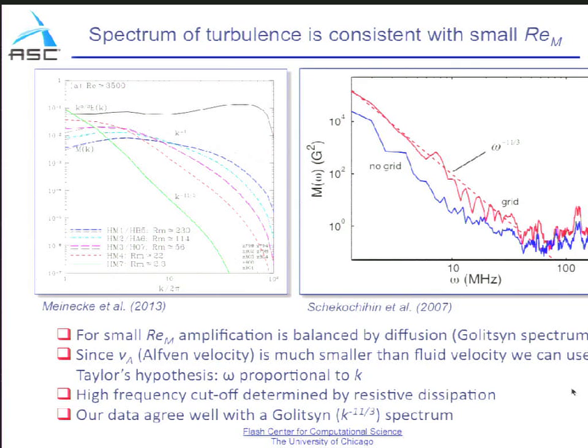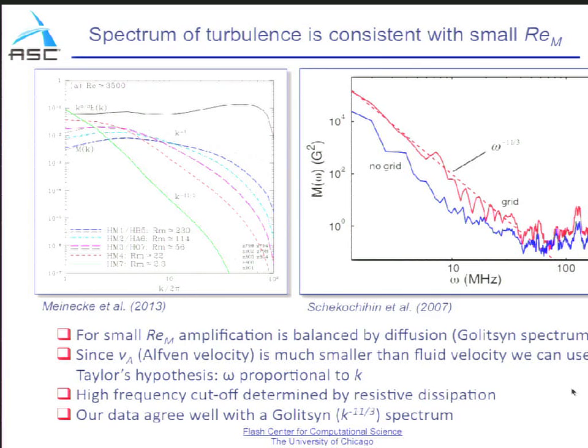So let's ask ourselves, what happened in the Vulcan experiment? Here's the behavior without the grid. But with the grid, we see a complete match to this -11/3 spectrum. So we are getting amplification of the field by factors of several, but it's completely in the linear regime. We do not see a spectrum flatter than -11/3. And we can also measure the Reynolds number here, and it's only a few.